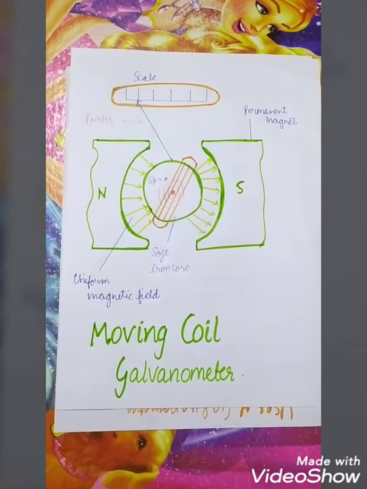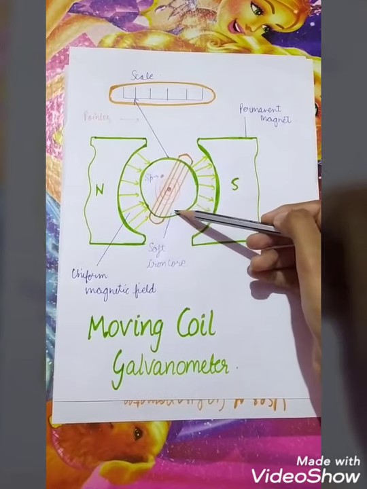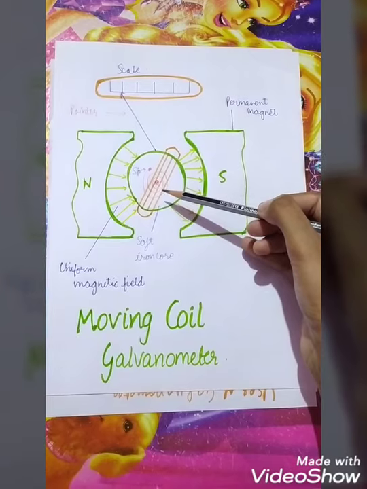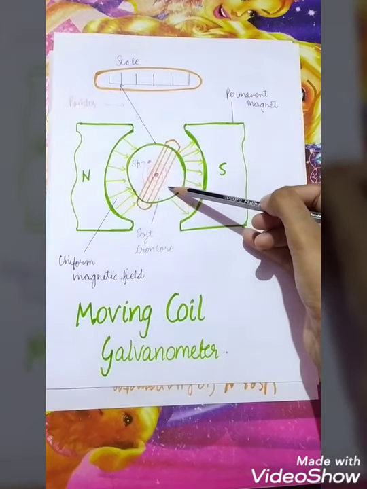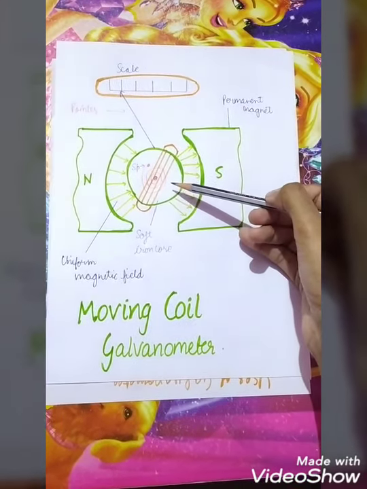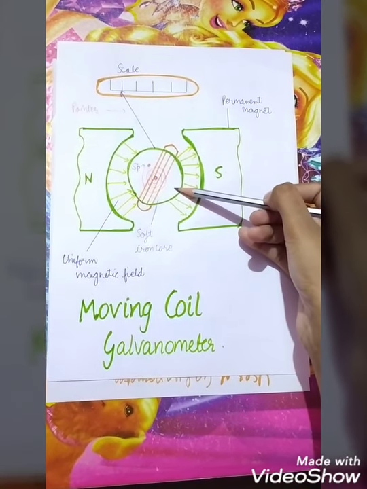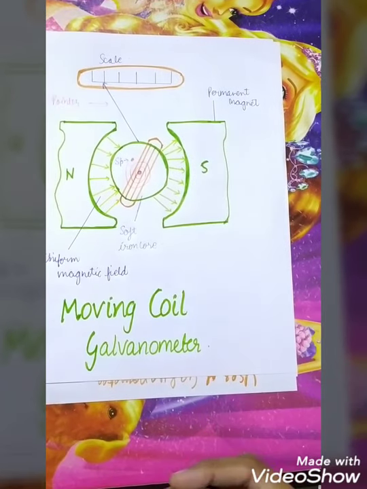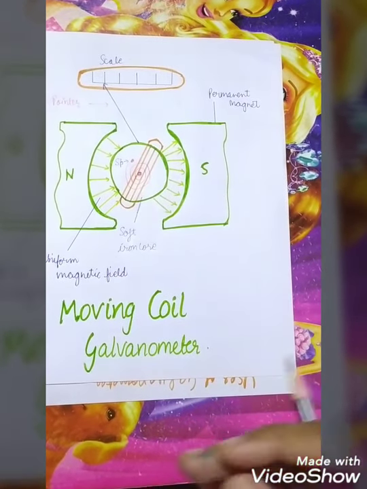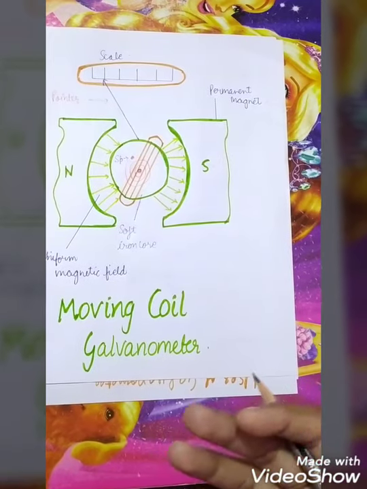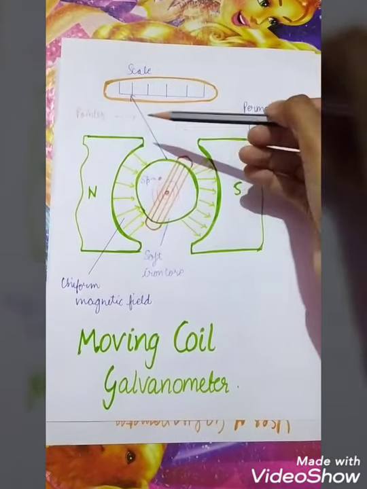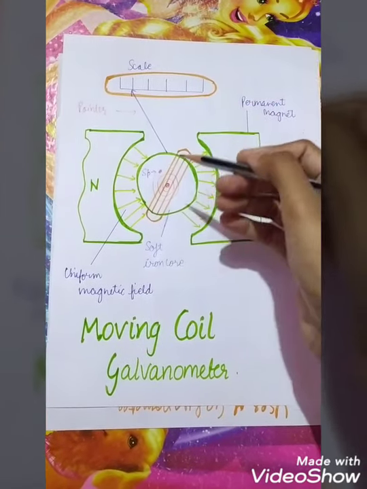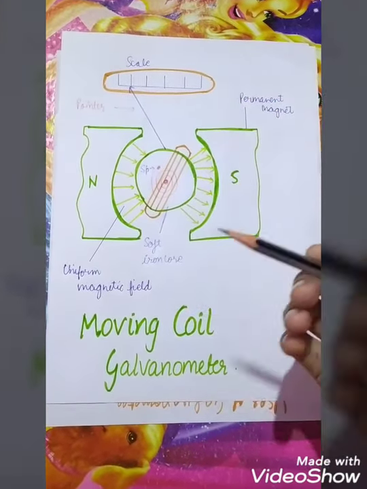We also have a cylindrical soft iron core. Why do we have this iron core? It helps in providing a radial magnetic field, and it also helps make the magnetic field very strong. And here we have a pointer, so that the pointer will deflect and we will know the value of the current.